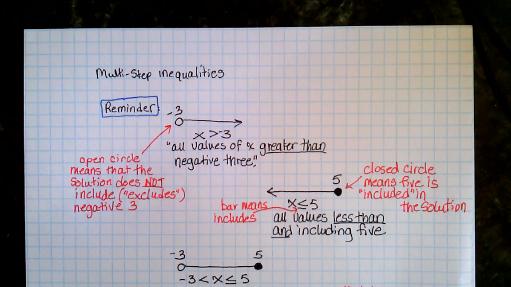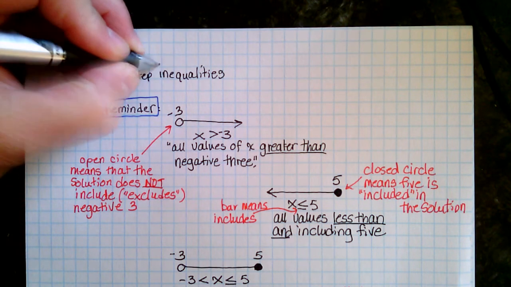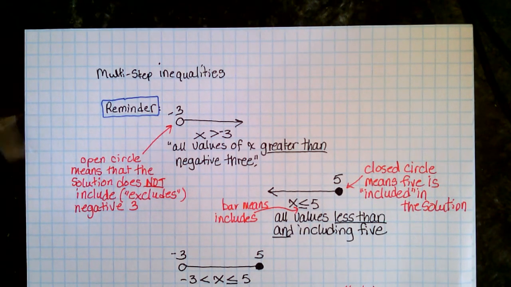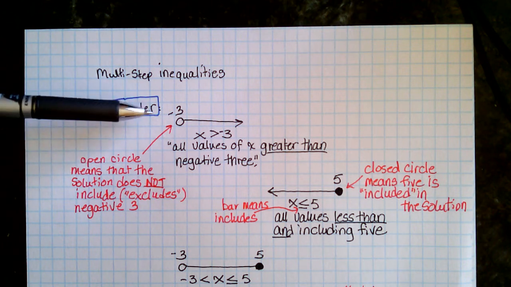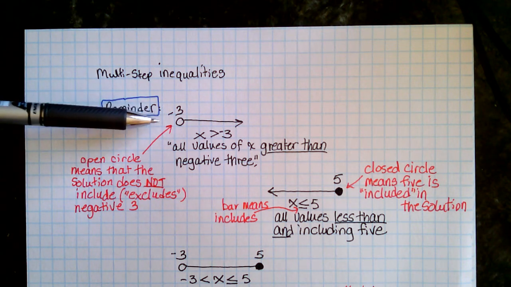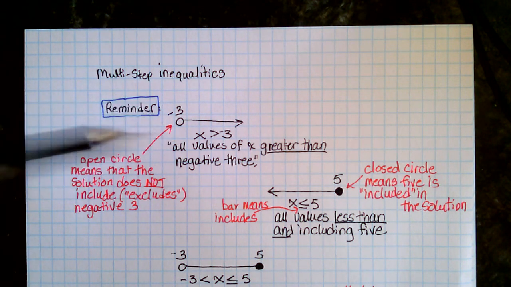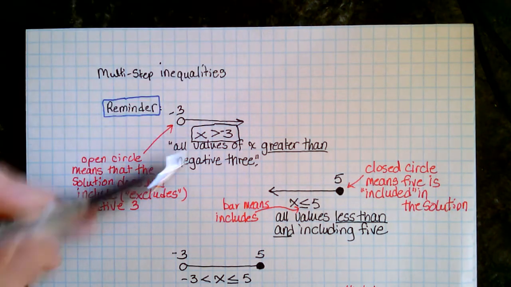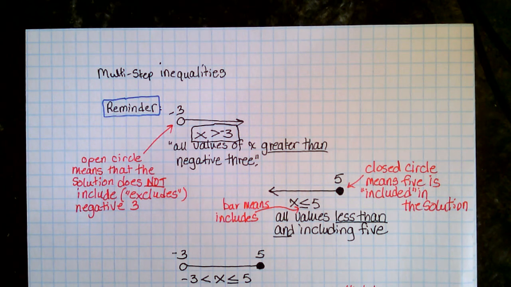Just wanted to go over multi-step inequalities and how to solve them. So let me just start at the top here and do a quick review. Just as a reminder, like we learned earlier this year, when you're graphing inequalities, you should consider where the number is on a number line. And then if the inequality tells you that a number is greater than or less than a number, that kind of determines the direction of the arrow.